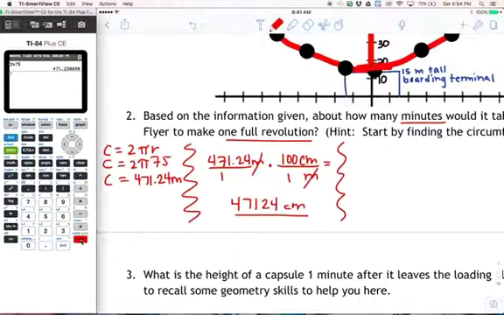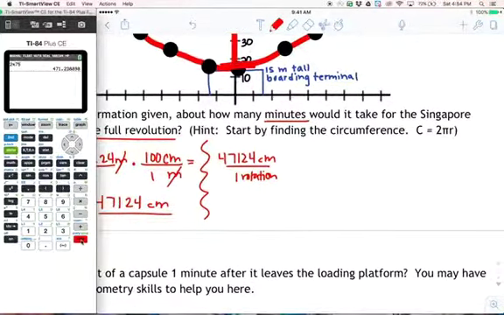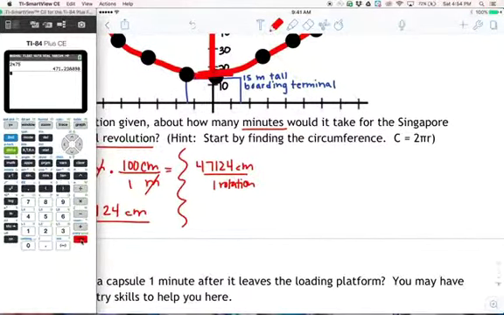So we're going to go ahead and use this to calculate the next part. What we can say is that 47124 centimeters is in 1 rotation. And so what I want is minutes. I want how many minutes this is going to take. So let's think about what we can do. Well, and here's the key.